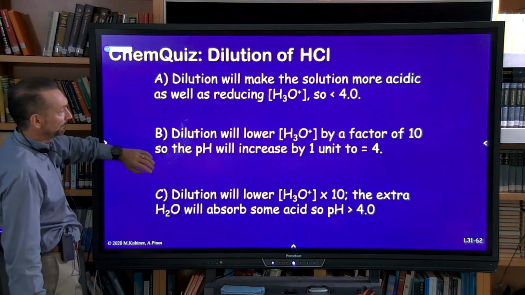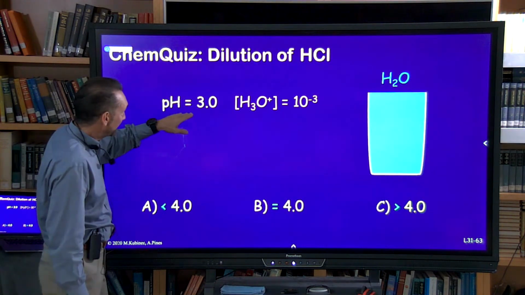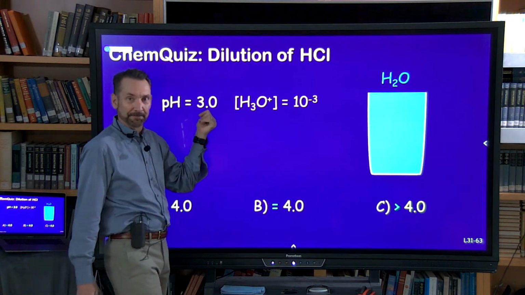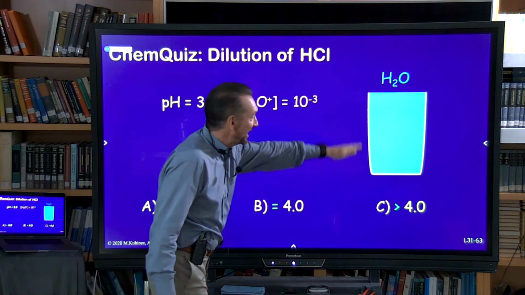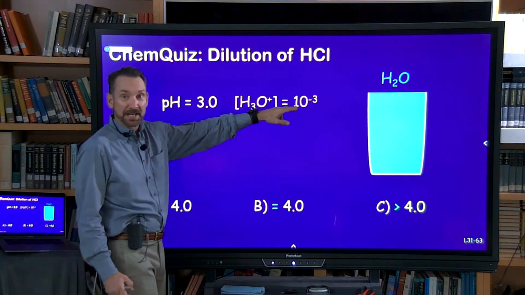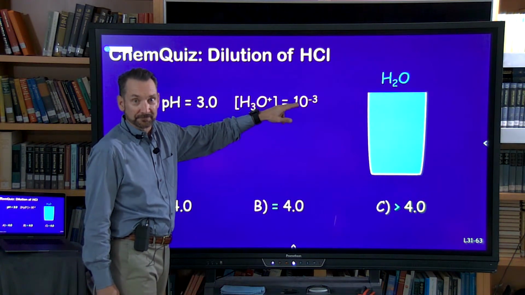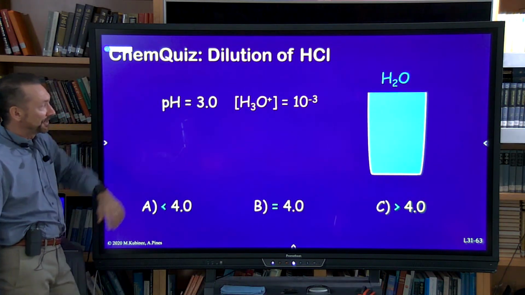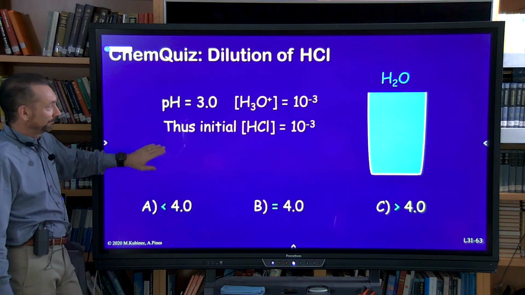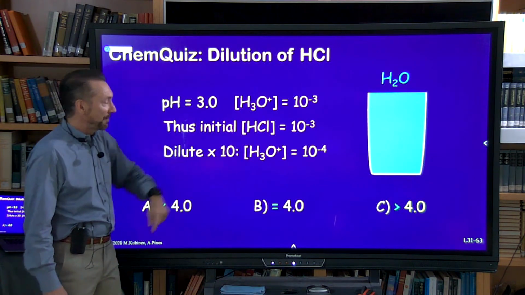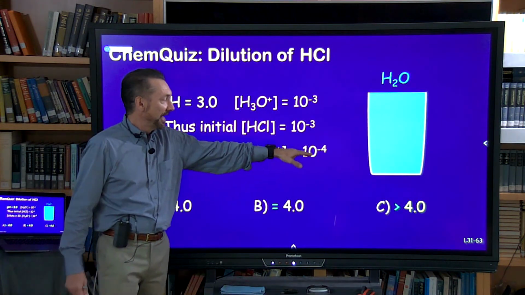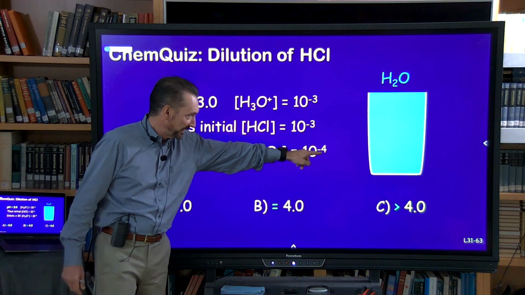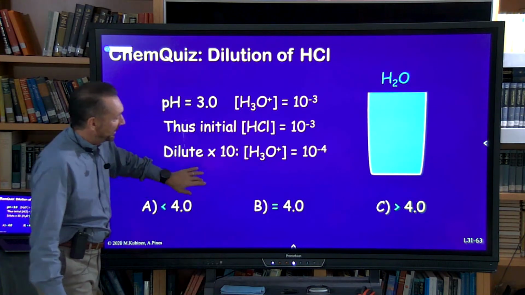If not, I'll write it on the board there. If the pH is 3, then the H3O+ concentration is 10 to the minus 3. That's what that number means. If I dilute that by 10 times, then that goes to 10 to the minus 4, right? 10 times more dilute, 1/10 the initial concentration. So you have 10 to the minus 4. What's the pH now? Well, 10 to the minus 4 means pH is 4. It is 4.